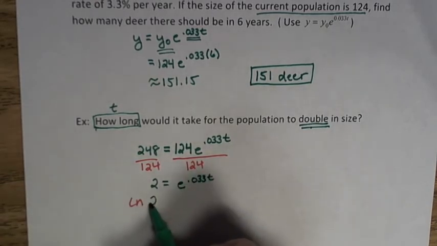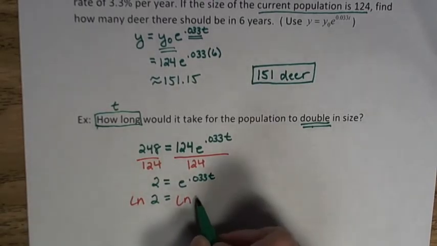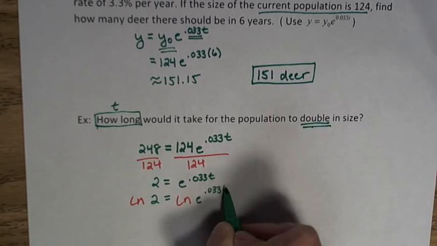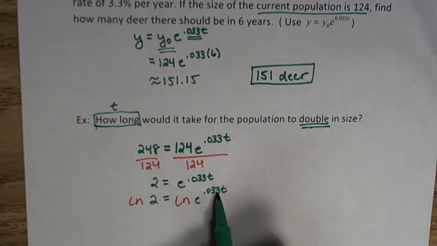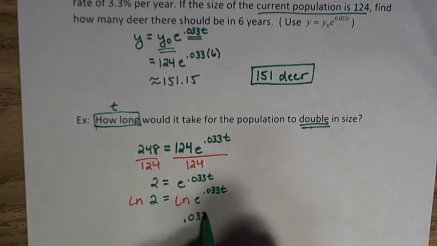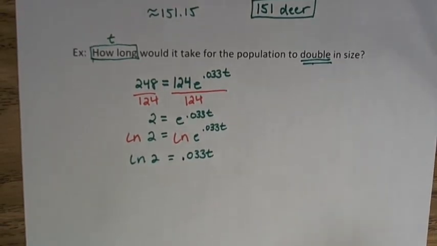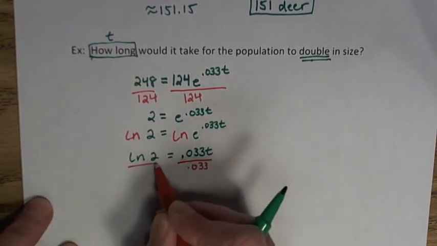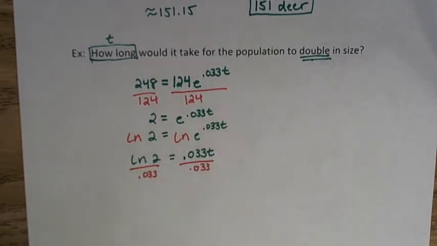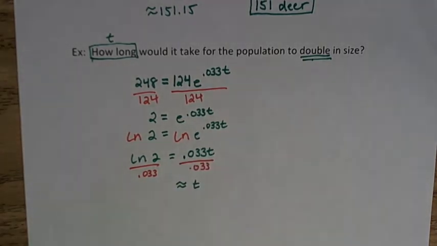So I'm going to take the natural log of 2, and that's equal to the natural log of e to the 0.033t. And then at this point, remember our little rule that says that if I've got the natural log of e raised to an exponent, it always equals that exponent. So I get natural log of 2 is equal to 0.033t. Now it's a matter of just dividing both sides by 0.033.